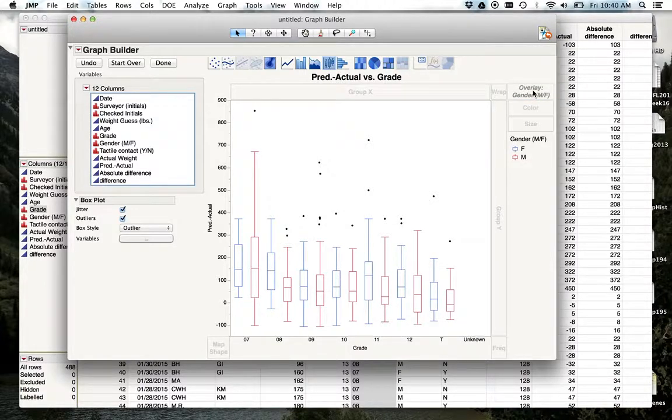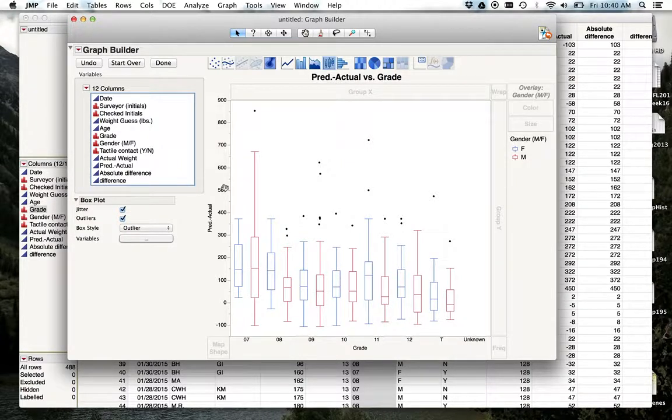Okay, so what that does is it breaks it up by our categories on the x-axis. So again, females are blue, males are red. And if you look here in the 7th grade, there doesn't seem to be much of an effect. The medians are about the same. I think we probably surveyed more males in the 7th grade, but the distribution doesn't look too terribly different.